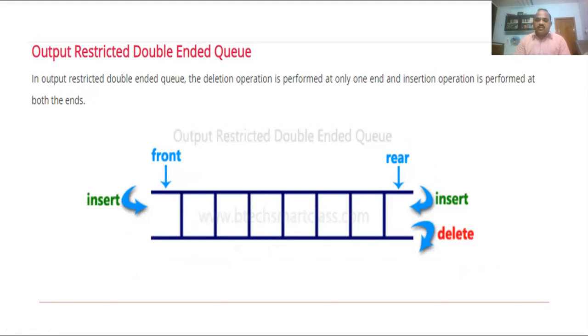You know very well, so guess it. Here, inserting elements is allowed at both sides, but deleting an element is allowed at only one side. The remaining side is restricted. That's why this is called an output restricted double-ended queue. Clear? Insert elements at both ends is allowed, but delete element, only one end is allowed, and the other end is restricted. That's why this is called an output restricted double-ended queue.